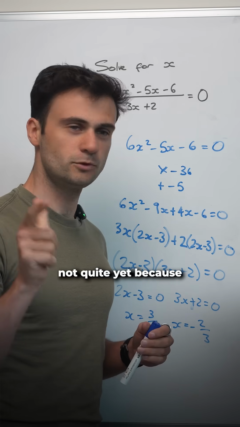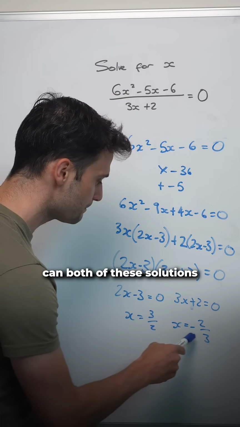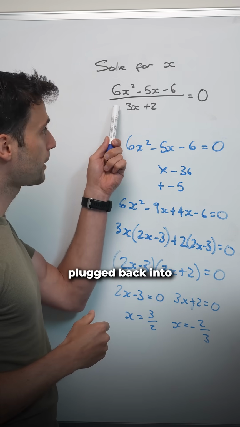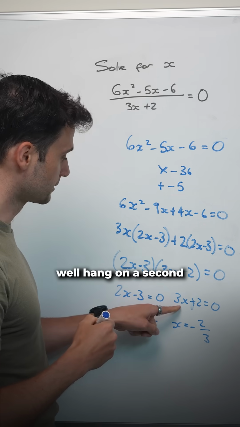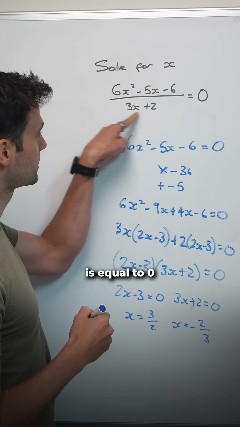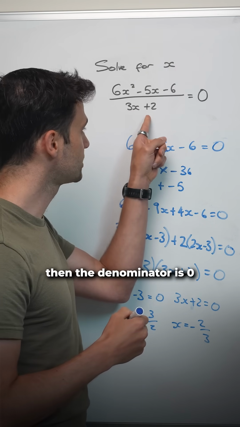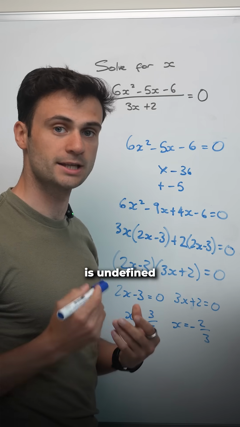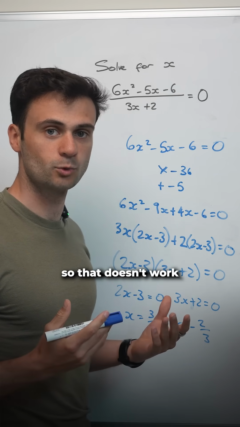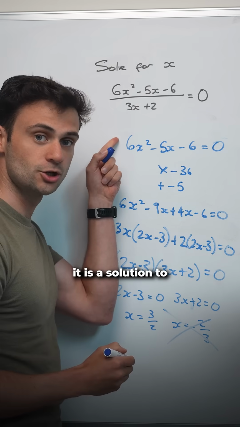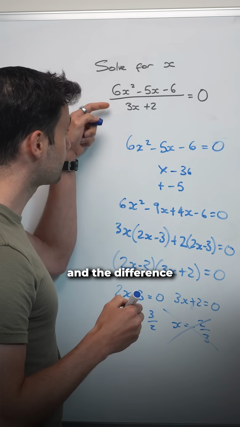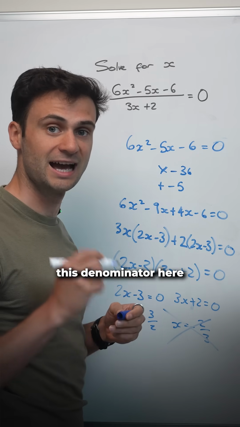Okay, so we're done? Not quite yet, because can both of these solutions plug back into our original equation? Well, hang on a second. If 3x plus 2 is equal to 0, then the denominator is 0 and the fraction is undefined. So that doesn't work. So this actually isn't a solution, even though it is a solution to this quadratic equation. And that's the difference of having this denominator here at the beginning.